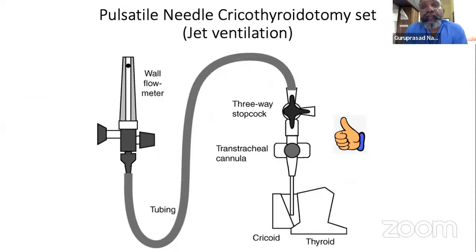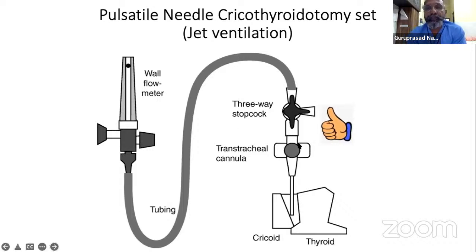Next is a pulsatile needle cricothyrotomy. Here this uses the technique of jet ventilation. You use a 14 gauge or the biggest cannula possible and enter the cricothyroid membrane. You attach a three-way here, then use a tube to connect it to the wall oxygen outlet, and you keep the flow as high as possible. Then you intermittently use your thumb to close this port of the three-way, so that whenever you close, the air enters, and when you release, there is expiration.